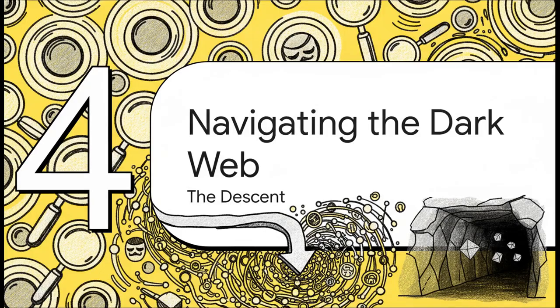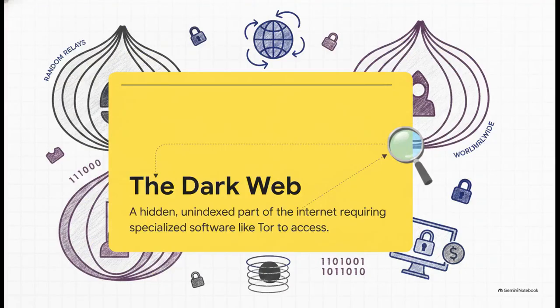Section 4. Navigating the dark web, the descent. Now that we've completely exhausted the surface web, we are ready to carefully transition our investigation into the underground internet. We're moving from the indexed, searchable web into the hidden networks. We really have to understand that this environment operates by totally different rules.